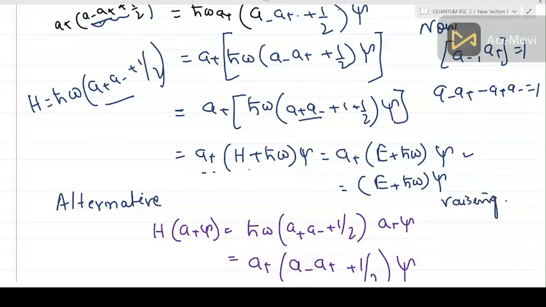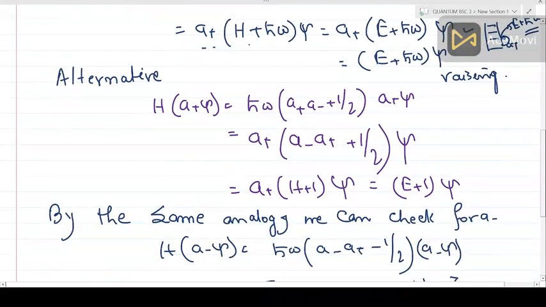That is why it is called the raising operator. It is raising the state from one state to a higher state. If this is a ladder, you are applying a plus here, you are going to this state, E plus h bar omega. That is why it is called a ladder operator.